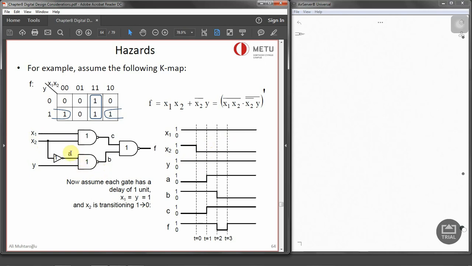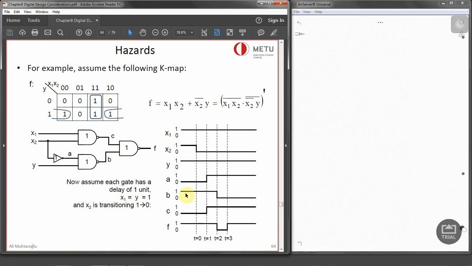Now, A should be the opposite of x2, but we need to take care of the timing. So at time 0, x2 is changing from 1 to 0. These are staying high. Then A is going to change on the next time, because we have got a delay of 1 unit over here. That means we need to wait for 1 unit over there. On the next clock, A is changing. Because it's inverted, that's at 0, that has to be 1. So up until now, we don't have any problem.